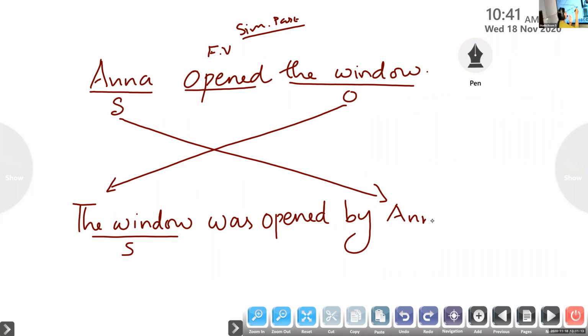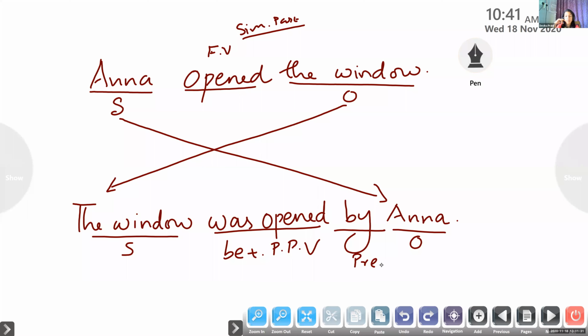Anna. Clear? Yes, ma'am. You got the answer, right? So the window is the subject. Anna is the object. Was opened is the be form plus past participle form of the verb. Clear? And you have used the preposition by here. All the 3 points are correct, right? Yes. Am I right, children?